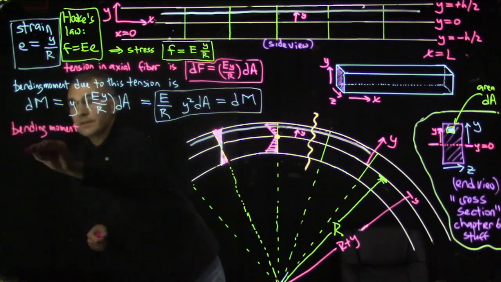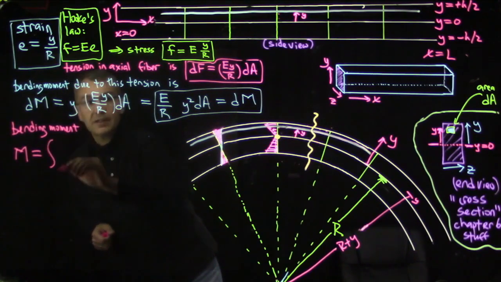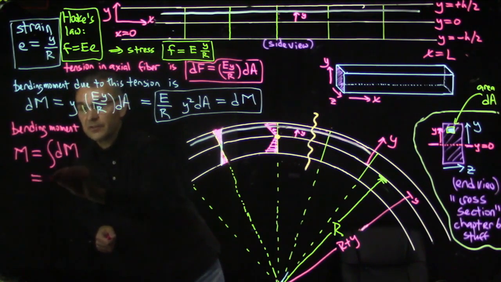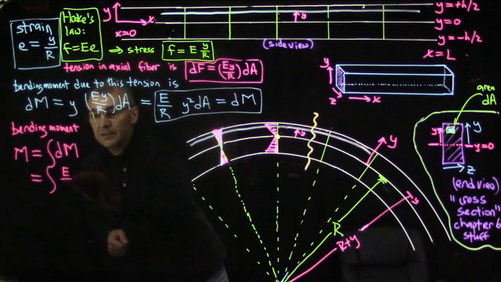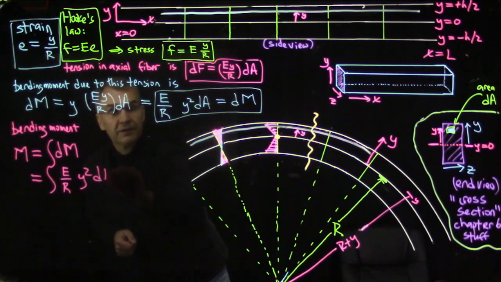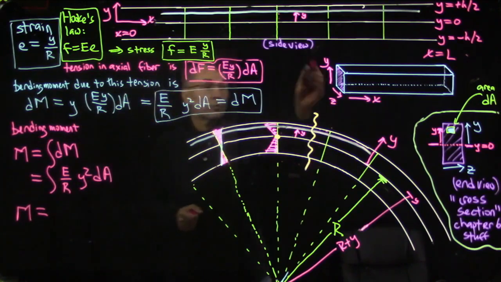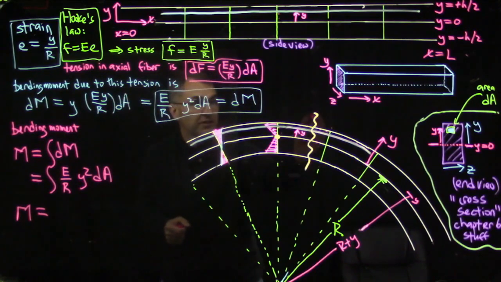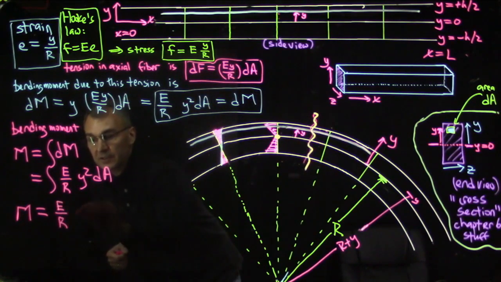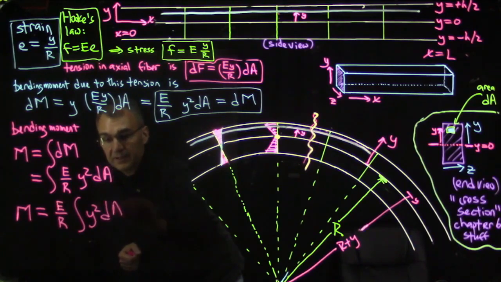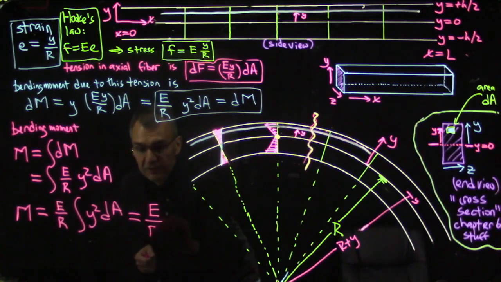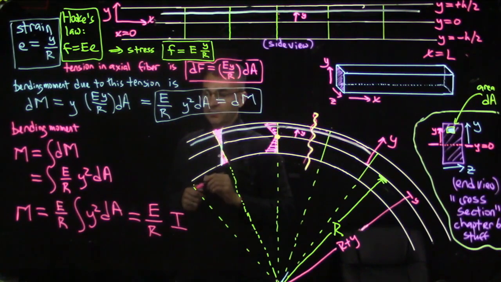So the bending moment is M equals the integral of dM, which is the integral of E over R y squared dA. We can take the constants out. So this bending moment, which is the torque that one side of the beam exerts on the other when we section it here, is E over R times the integral of y squared dA, which is E over R times our old friend I, the second moment of area.